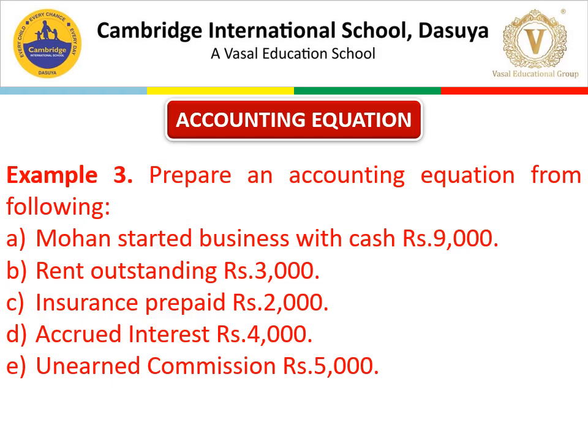The next one is unearned income, that is income received in advance. So income we have received in advance will be added in cash, but since the work is to be done in the near future, it will be considered a liability. So there will be a new column on the liability side under the name of advance commission of rupees 5,000.